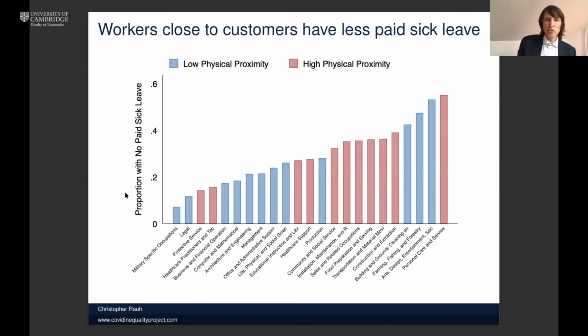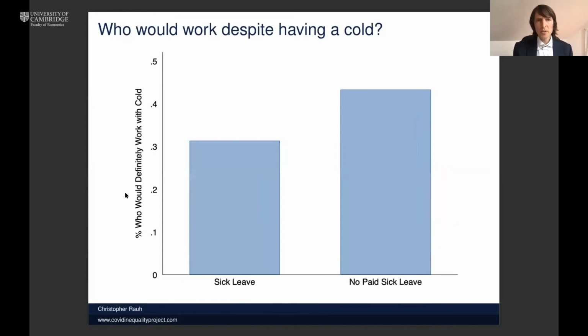Now, this can have a huge externality. We asked people how likely they would go to work despite having a cold, and here we see the share of people saying that they definitely would. And not surprisingly, those without access to additional paid sick leave are much more likely to go to work when they have symptoms. So not only is it important for the individual to buffer the shock of a pandemic, but in this case, it also can have large impacts in terms of externalities.